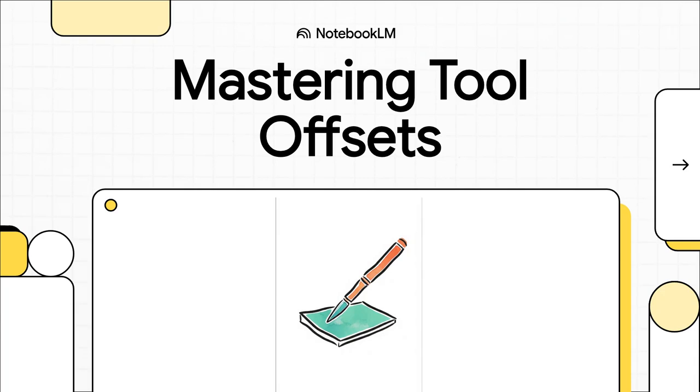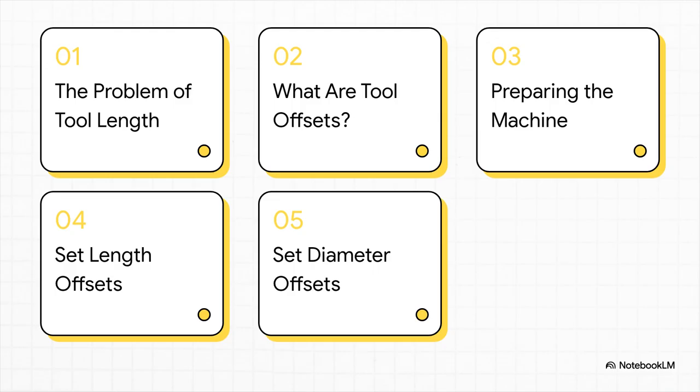All right, let's talk about one of the most important things you'll ever do on a CNC mill, setting your tool offsets. This is a fundamental skill, and we're going to break it down step by step. So, here's what we're going to cover. First, we'll look at why we even need to do this. Then, what offsets actually are. After that, we'll prep the machine and get into the nitty-gritty of setting both the length and the diameter.